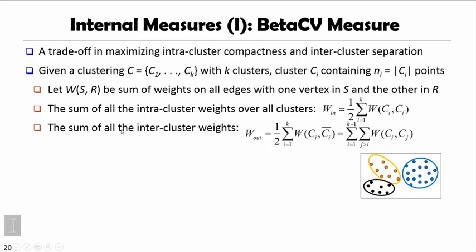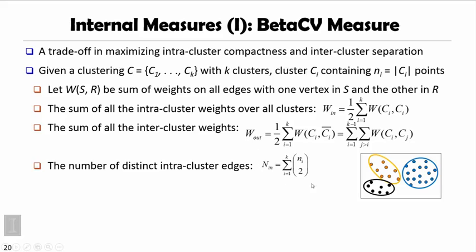Then we define the sum of all the inter-cluster weights to be calculated this way, which is very obvious because one vertex is in the cluster C sub i, and the other one is not in C sub i, simply said, in the other clusters. That's why it's inter-cluster. But since the 2 points are calculated twice, you have to divide by 2. Then we sum up all these, essentially i from 1 to K, all the clusters, we get W out. That's the inter-cluster weights, summed together.